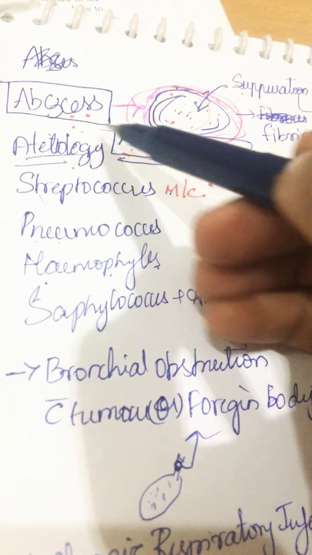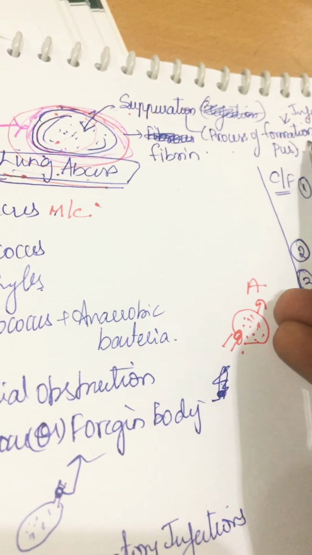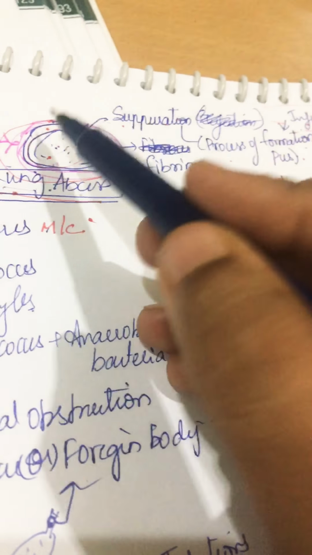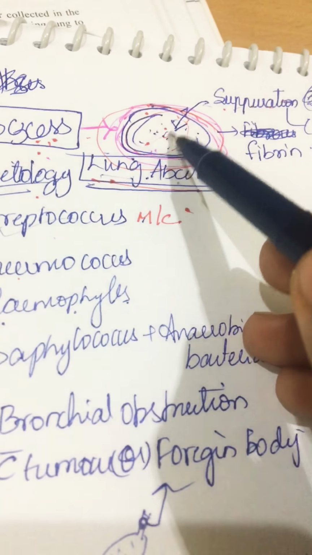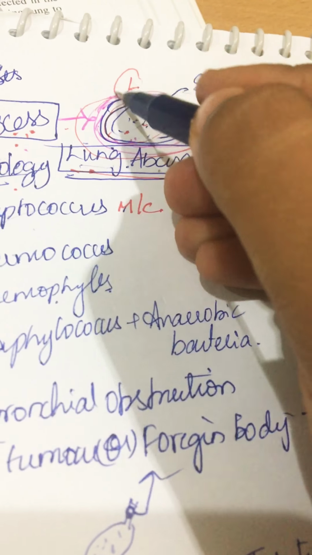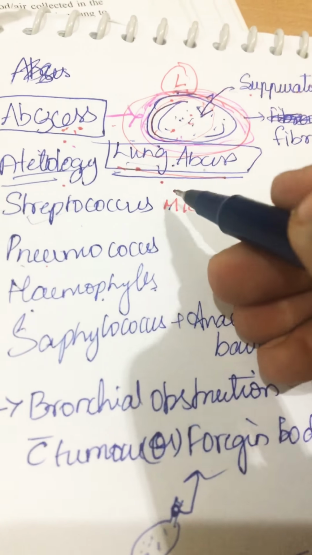Now let us talk about lung abscess. First of all, an abscess is the process of formation of pus, which is called suppuration, which is the result of infection. Suppuration surrounded by fibrin in a localized area is called an abscess. An abscess which forms in the lung is called a lung abscess.